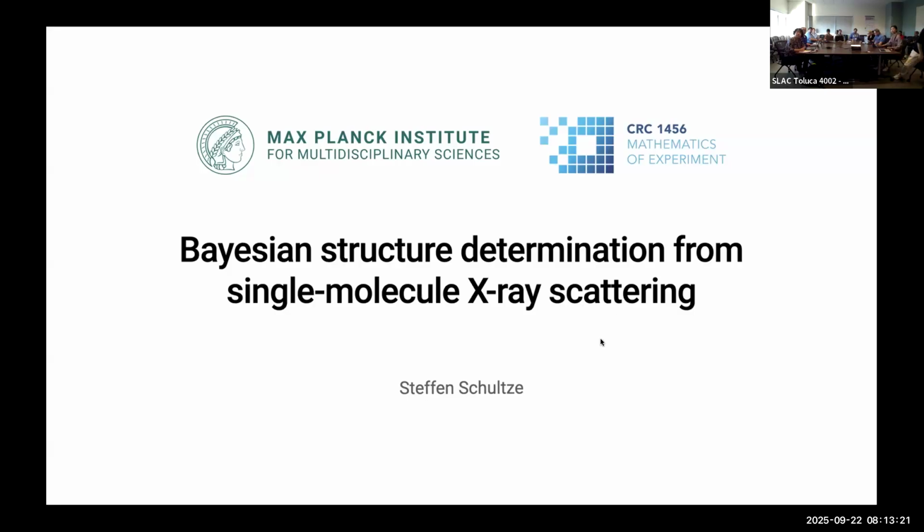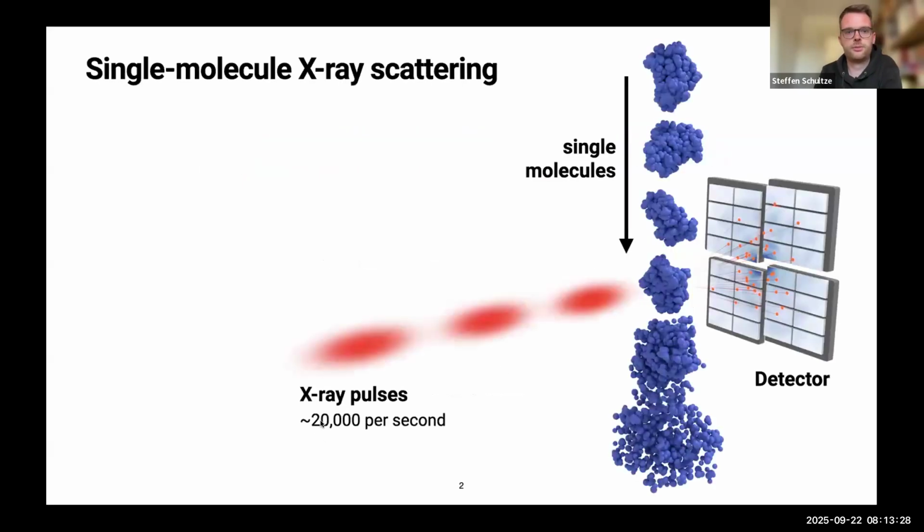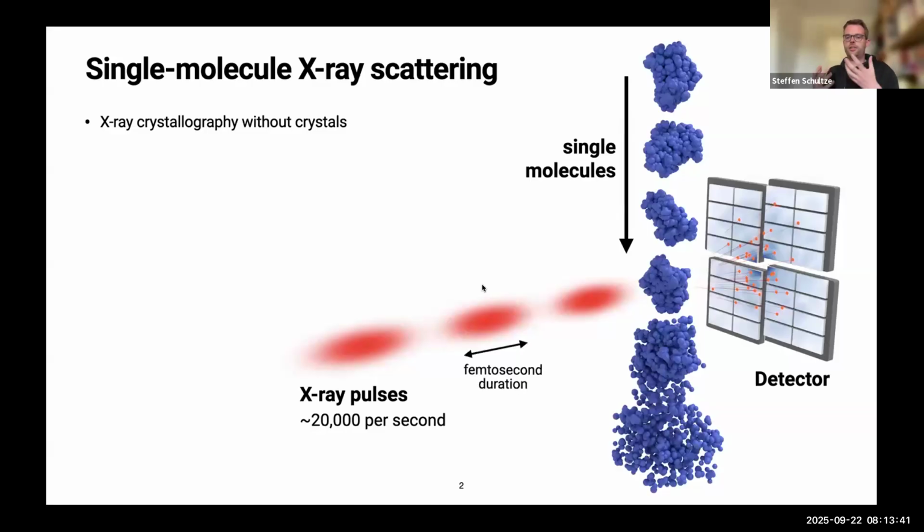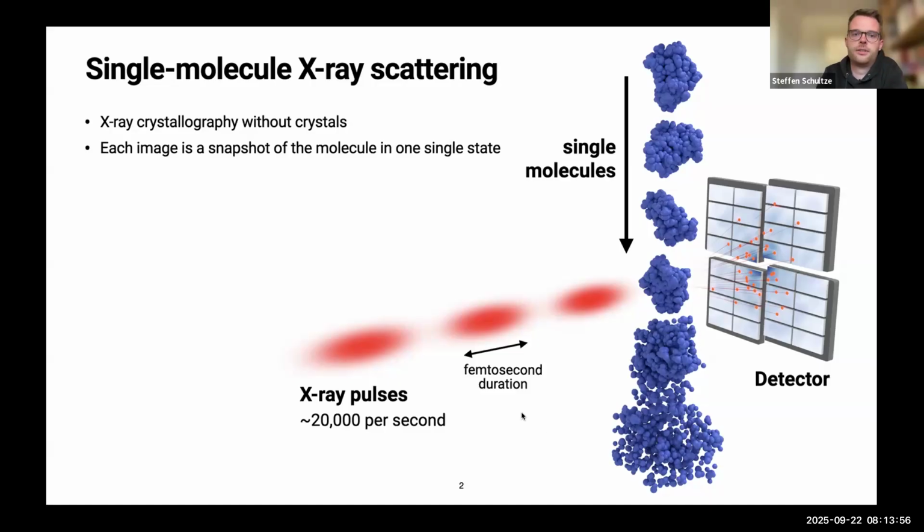Okay, so I'm going to talk about my work on Bayesian structure determination from single molecule X-ray scattering. We have just heard about crystallography. I usually introduce this as crystallography without the crystal, so just scattering on single molecules at a time. Because one can do this with X-ray pulses of femtosecond duration, one can actually detect ensemble information, so not an average, but single snapshots of the molecule in single states.